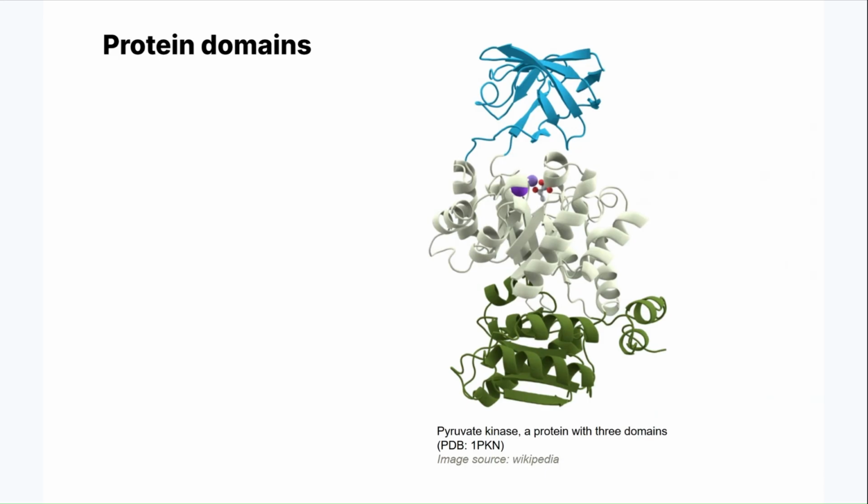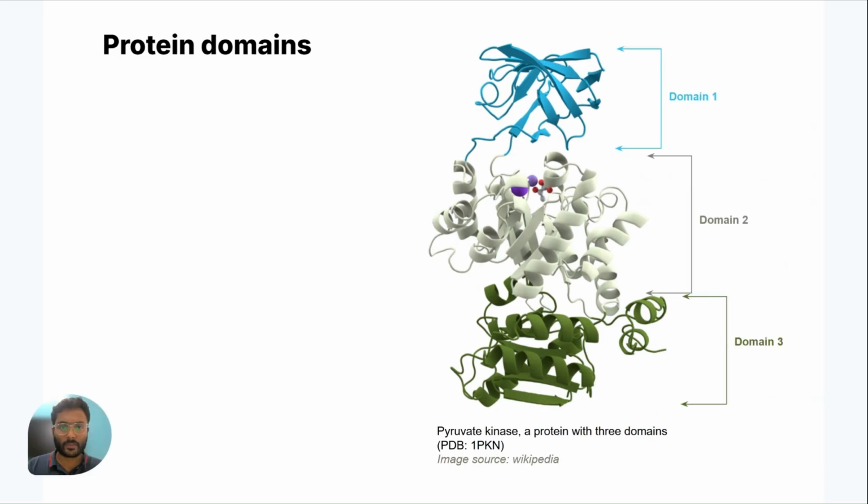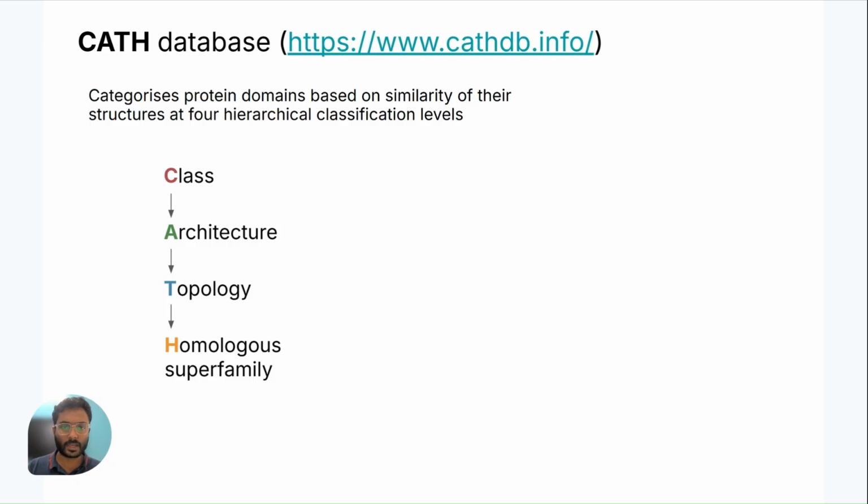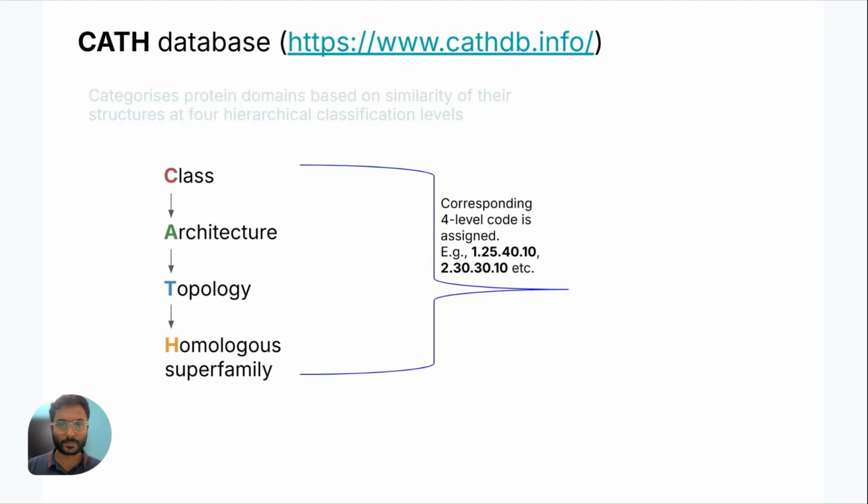Protein structures are often segmented into domains, which are subunits of a protein structure that fold independently of the rest of the structure. CATH is a public database of protein domains. It categorizes protein domains based on similarity of their structures at four hierarchical classification levels. These are class, architecture, topology, and homologous superfamily.